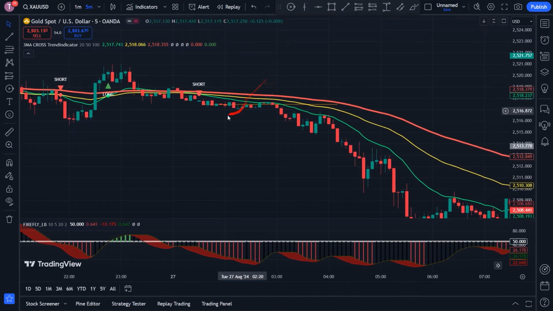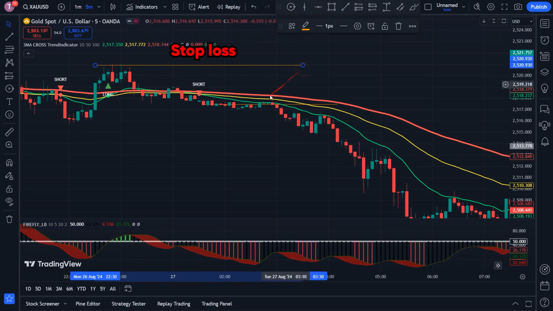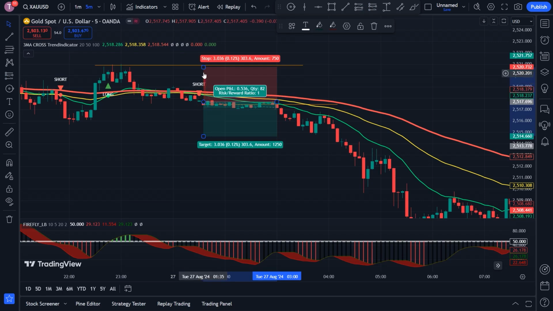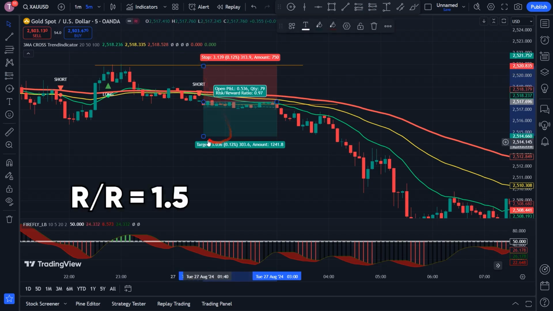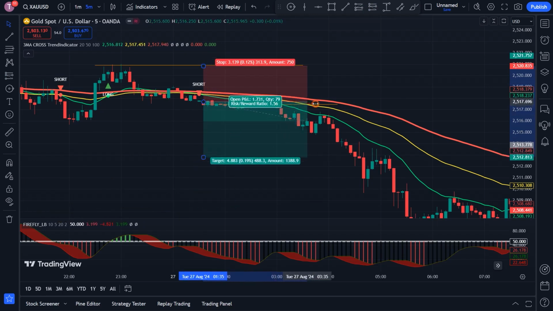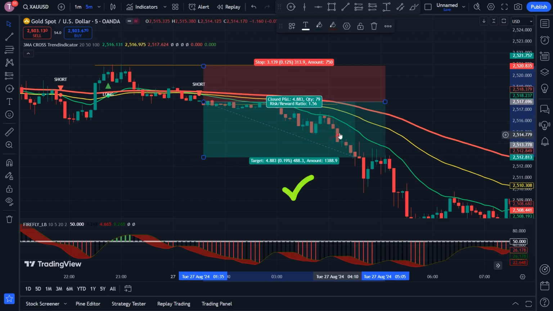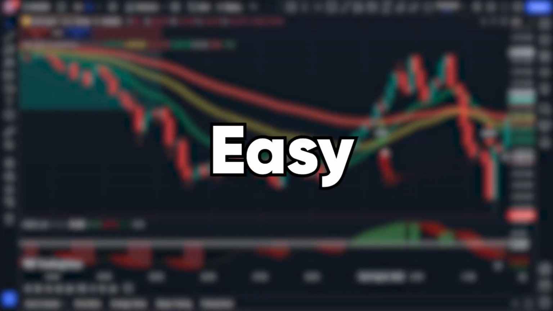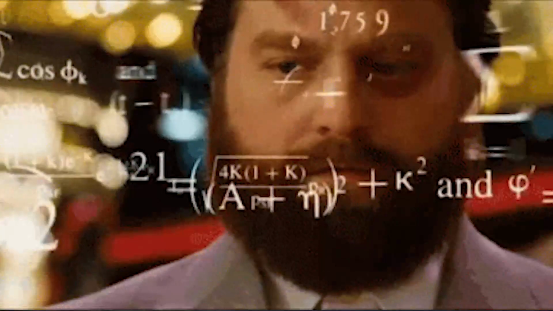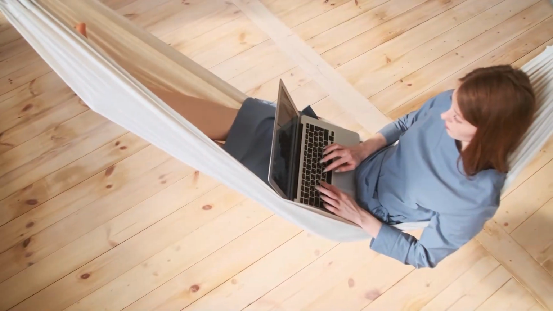Now we need to determine a level for our stop loss. For this, we just need to find the last swing high and place our stop loss slightly above it. Now we can enter the sell trade at this point, and here for our take profit, we just need to consider a risk to reward ratio of 1 to 1.5 and wait for the price to reach our take profit levels so that our trade closes profitably. As you can see, working with these indicators is very easy and straightforward. It doesn't require any specialized or complicated knowledge and doesn't take much of your time.